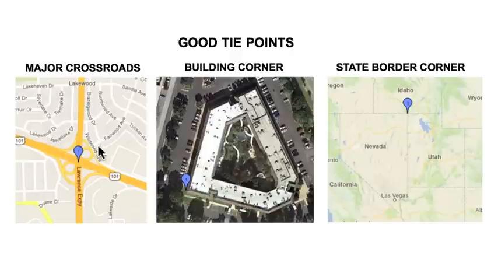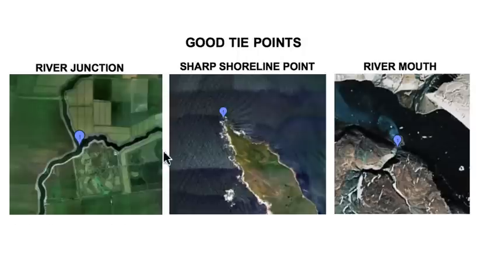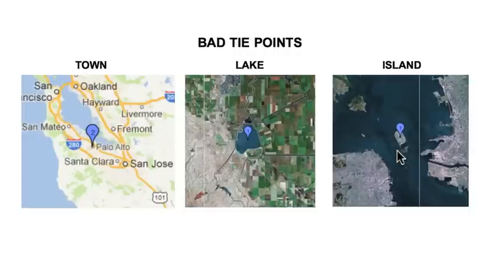Here are some good landmarks to choose for tie points. Intersection of major crossroads, the corner of a building, the corner where state borders meet. And here are some natural features that make good tie points. The intersection of two rivers, the sharp point on the shoreline, where the mouth of a stream enters the ocean.